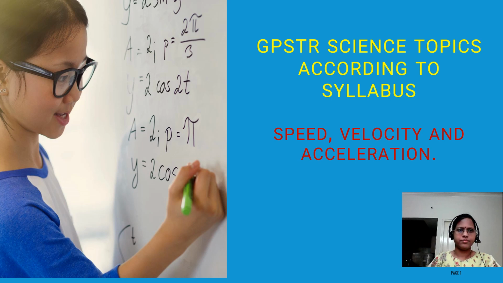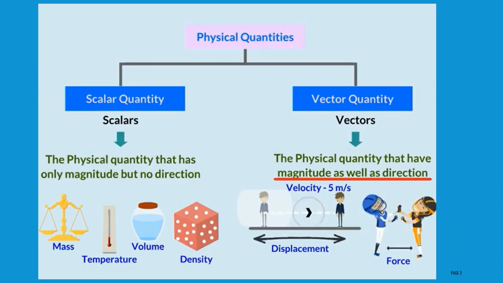Here I am going to discuss GPSTR science topics according to the syllabus. Here the topic is speed, velocity and acceleration. Let us learn here physical quantities. We are having two types of physical quantity. One is scalar quantity, another one is a vector quantity.